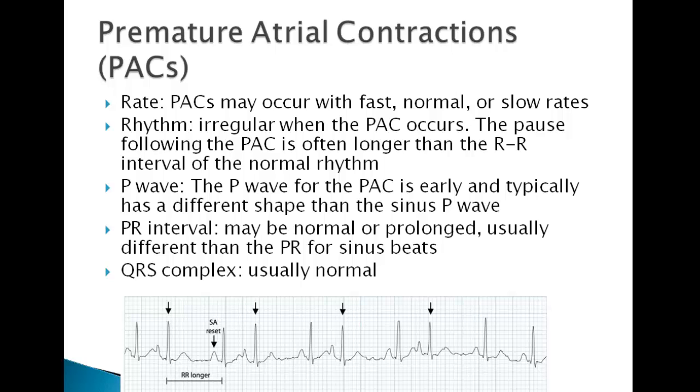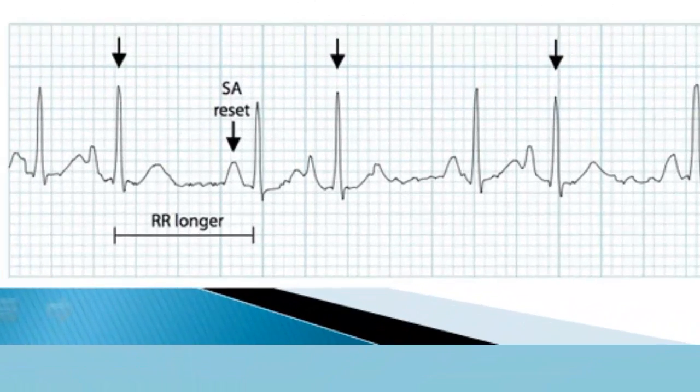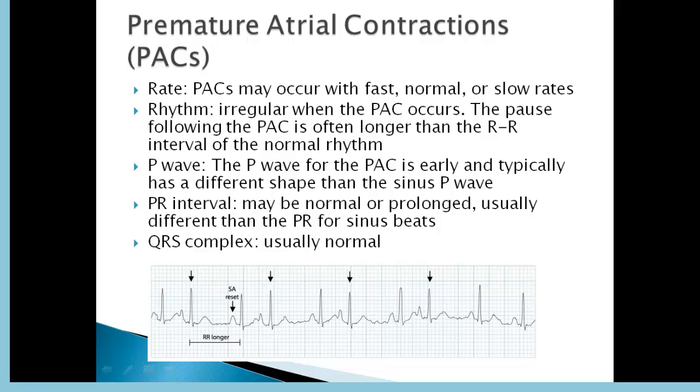The P wave of the PAC is early and typically has a different shape than the sinus P wave. The PR interval may be normal or prolonged, and is usually different from the PR interval for the sinus beat, and the QRS complex is usually normal. In the strip below, the PACs are indicated by arrows.